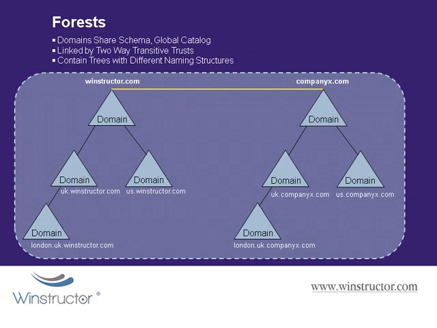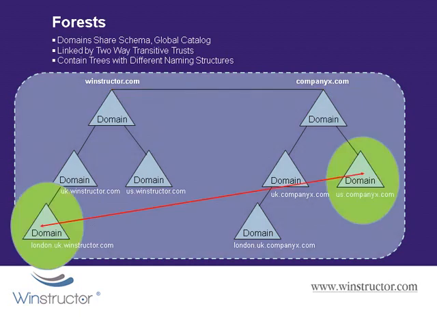So even though in our example here, our domain trees in our forest have different namespaces from each other, and we can see that winstructor.com and companyx.com are certainly different names, they're linked by a two-way transitive trust. So this enables each domain tree and their respective child domains to communicate with each other. So for argument's sake, people in the london.uk.winstructor.com domain, given the appropriate permissions, will be able to access resources in the us.companyx.com domain.